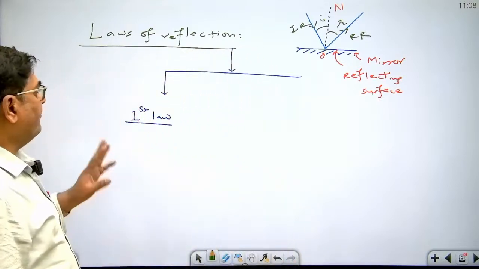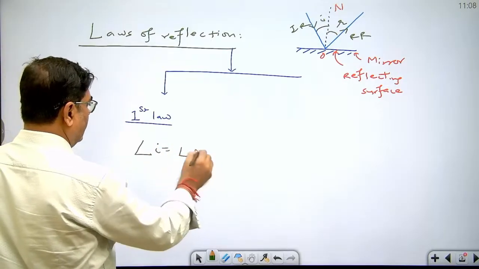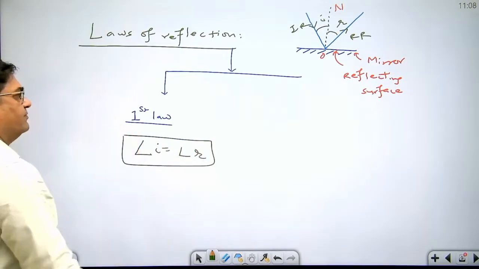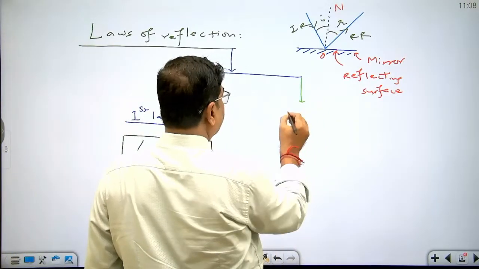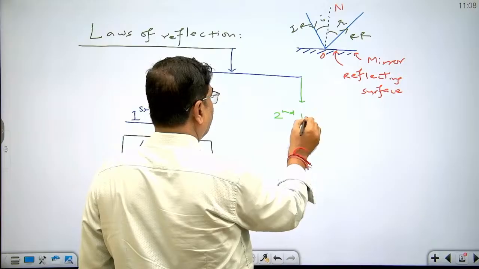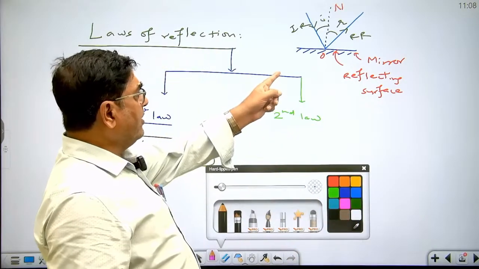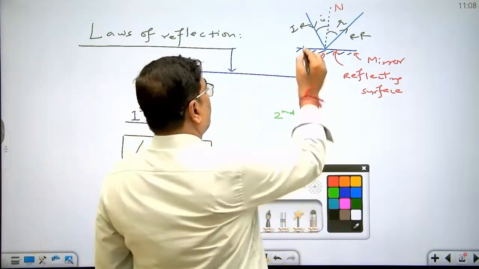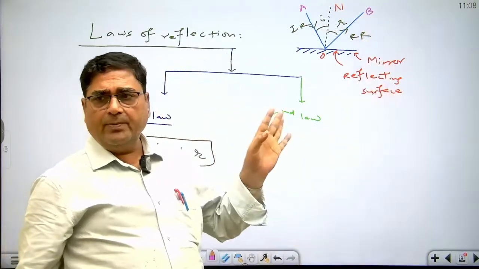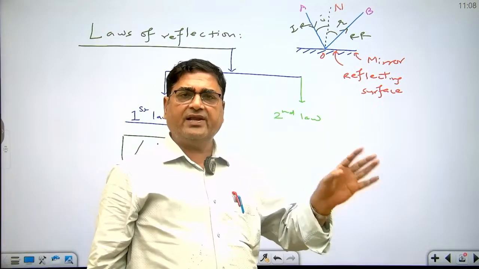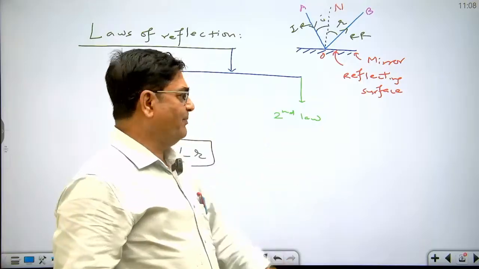So dear student, what is the first law? The angle of incidence is equal to the angle of reflection. This is the first law. And what is the second law? At the point of incidence, AO is the incident ray and OB is the reflected ray. The incident ray, reflected ray and normal to the reflecting surface all three lie in the same plane.